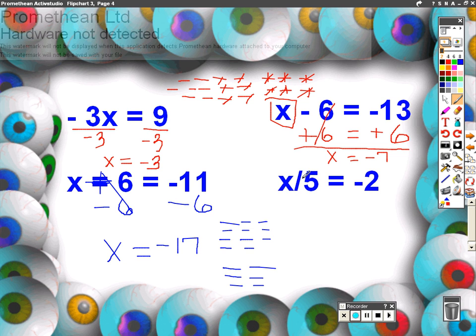This is just a fraction bar. Looks a little different, but this is x divided by 5, and the opposite of dividing by 5 is multiplying by 5. So I want 5 groups of negative 2. So 5 sets of negative 2 gives me 10 negatives. Or you can think of it this way. For 5 days in a row, I borrowed $2 from you, so now I owe you 10.